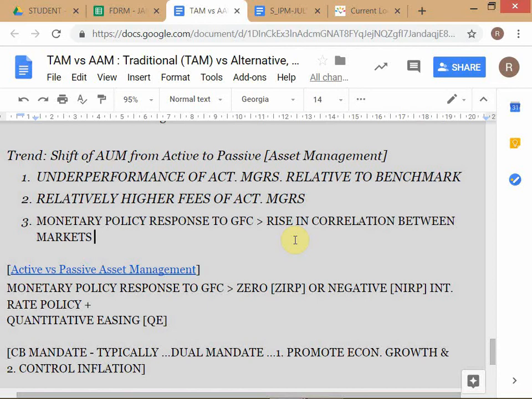So especially in the traditional asset classes like stocks and bonds, all stocks started going up. Here the relative performance of active managers becomes much more difficult, it is hard for active managers to stand out. Do you understand why?